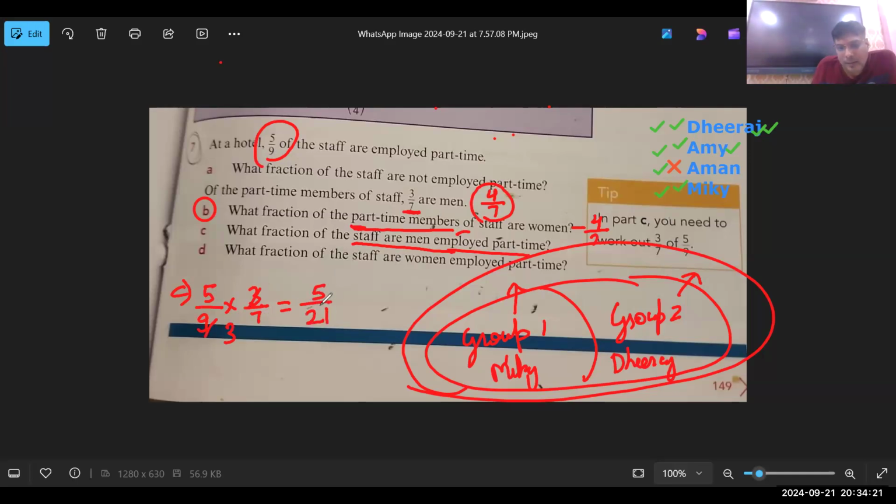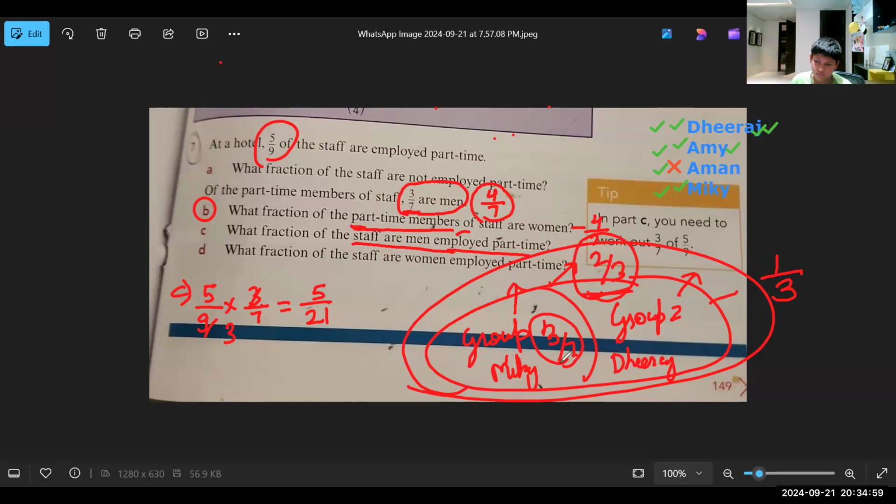ये बात समझ में आई? नहीं सर, लाइक हमने होल स्टाफ के लिए 5/9 ऑफ क्यों किया? बिकॉज बेटा पहले ये जो फ्रैक्शन है ना 3/7, ये पार्ट टाइम का फ्रैक्शन है. जैसे मैं बोलूं कि इसका फ्रैक्शन 3/7 है और इसका फ्रैक्शन है 2/3. तो होल का फ्रैक्शन क्या होगा? तो इन दोनों को मल्टीप्लाई करना पड़ेगा. जैसे मैं बोलूं माइकी के ग्रुप का फ्रैक्शन है 2/3, धीरज के ग्रुप का है 1/3. ये समझ में आ गया?